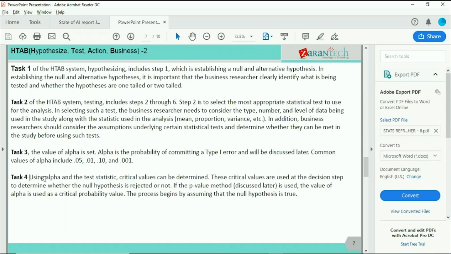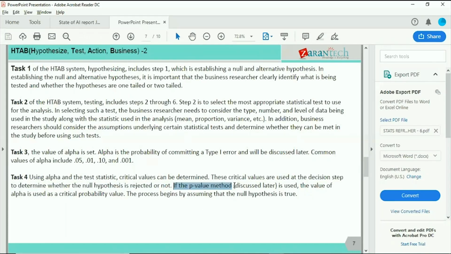Now what will task 4 mean? It is using the alpha that we have found out here and the test statistic that we have found out here, the critical values can be determined. These critical values are used at the decision step to determine whether the null hypothesis is rejected or not. These two steps will form something called the critical value, which will help us determine whether this step is valid or not.